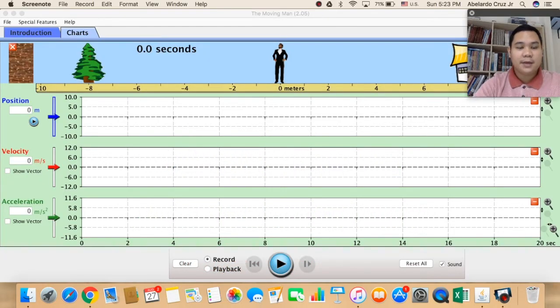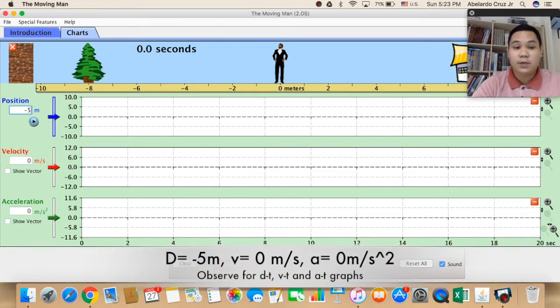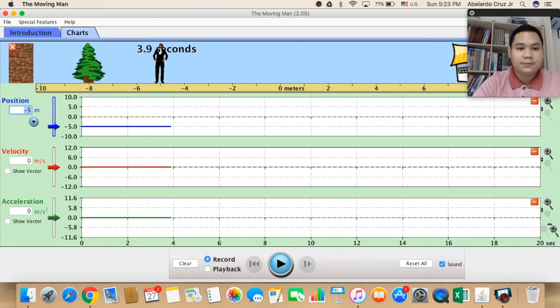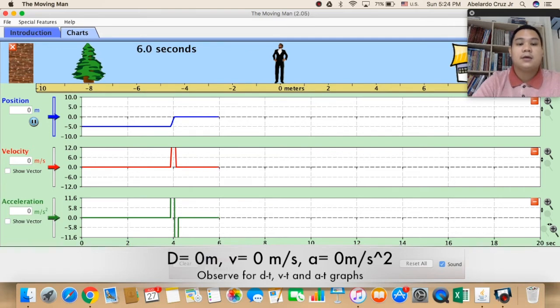let's try to examine the man while he is at negative 5 meters. Let's try to see what will happen. So the man stays here in a position-time graph. That line stays flat. How about if we position that man at 0 meters? Let's try to see what will happen. Okay. Still, the line that is being produced is flat, but this time it is at 0 meters.